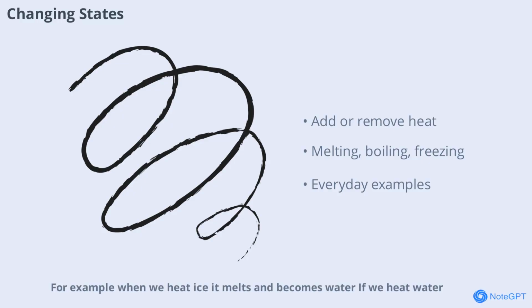Matter can change from one state to another when we add or remove heat. For example, when we heat ice, it melts and becomes water. If we heat water, it turns into steam. This process is called a change of state. Similarly, cooling steam turns it back into water, and freezing water turns it into ice. These changes are happening all around us, from boiling water in the kitchen to ice melting on a hot day.